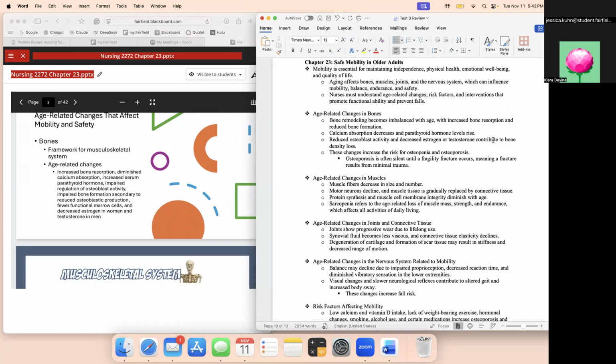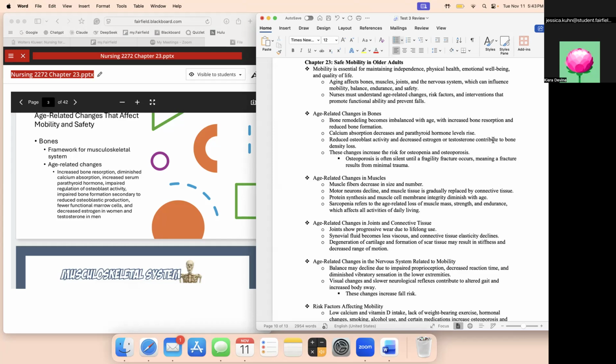Age-related changes in the bones: bone remodeling becomes imbalanced with age, with decreased bone resorption and reduced bone formation. Calcium absorption decreases and parathyroid hormone levels rise. The bone formation and that whole cycle is a feedback loop. When one thing decreases, it all decreases.